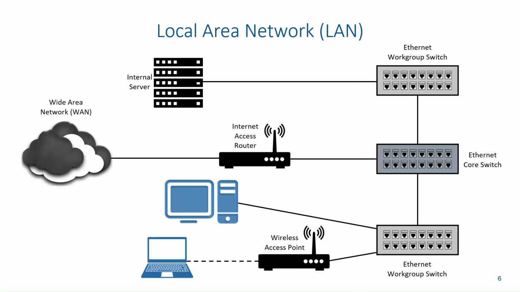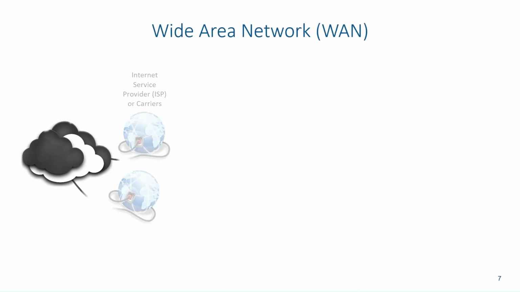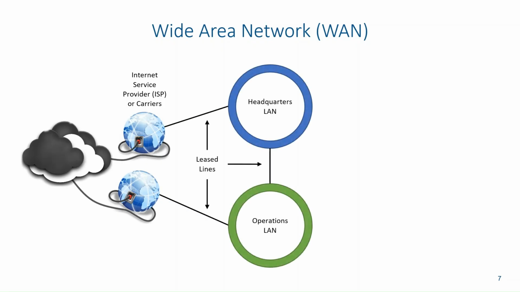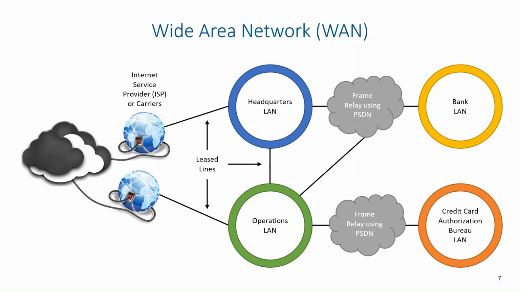So the wide area network is how you basically connect to the internet. So from your local area network, you're going to connect to these internet service providers that are going to then lease lines to various other operations. So for example, if you as a business have a headquarters local area network and an operations local area network, you're going to lease these lines to be able to communicate between each of these networks. Additionally, if you need to work with other sites like a bank local area network or a credit card local area network, then you are going to use the public switch data network to be able to relay the frames of your packets from these sites.